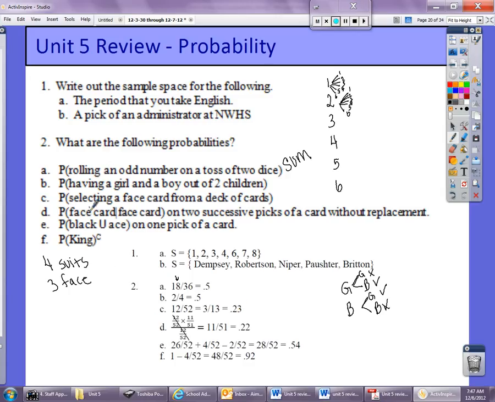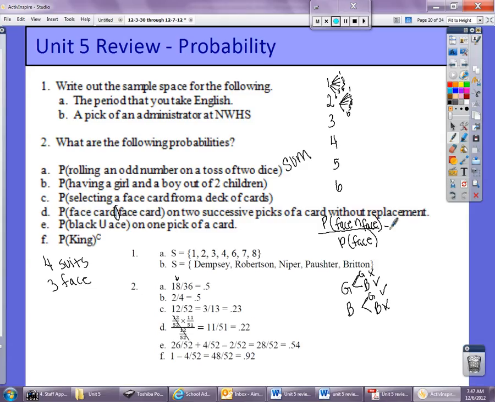Next one, probability of a face card given you get a face card on 2 successive picks out of a deck of cards without replacement, meaning you pick one and then you pick another one. Remember this given, you have to know your formula. Whenever you have the given, you know it's the probability of both, so face card and intersection face card, divided by the probability of getting a face card.